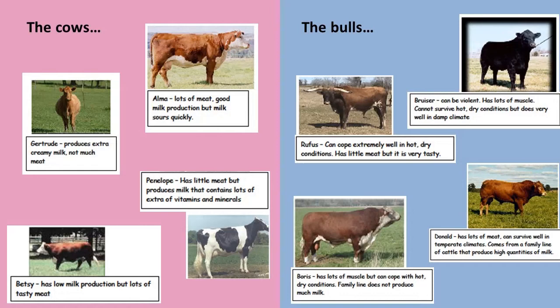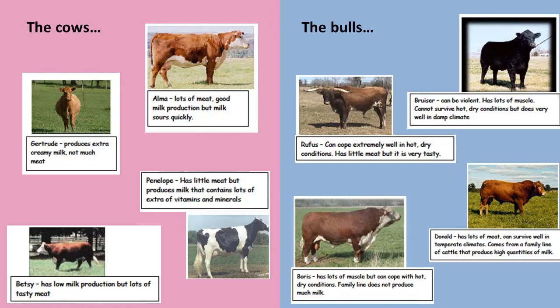He can be violent, he has lots of muscle, he can't survive in hot, dry conditions, but does very well in a damp climate. Then we have Rufus. He can cope extremely well in hot, dry conditions, he has little meat, but is very tasty.